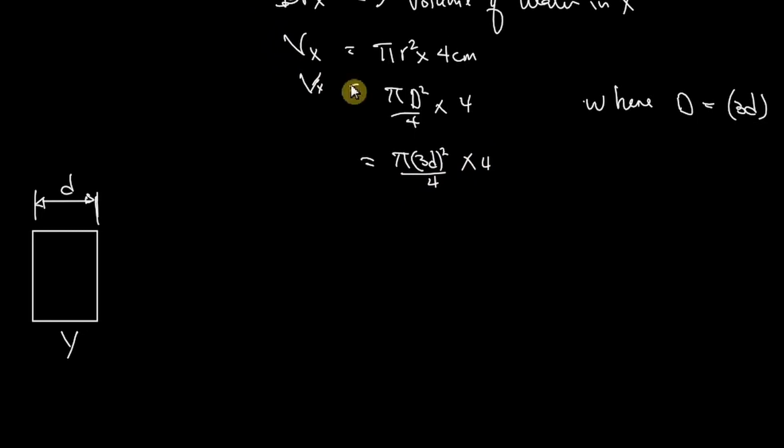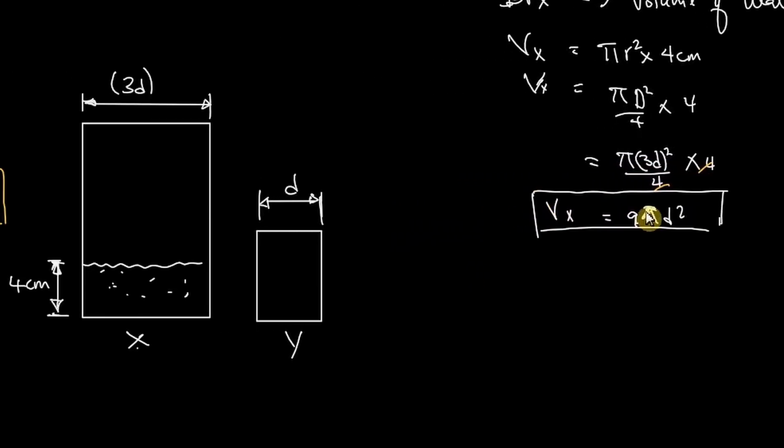These two would cancel, and we're left with Vx is equal to 9 pi d squared. So that's an equation for the volume of water in jar X. So this represents volume of water. So the question goes on to ask, if we were to pour all of the contents of jar X into jar Y, what would be the height of water in jar Y?